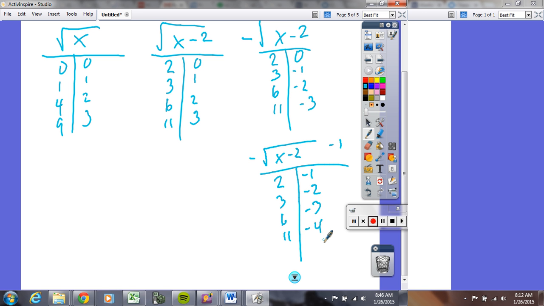Once again, it's a good opportunity to check. I'm going to check with 11. 11 minus 2 is 9. Square root of 9 is 3. Negative 3 minus 1 is negative 4. You can always check your work, correct? 2, negative 1. 3, negative 2. 6.